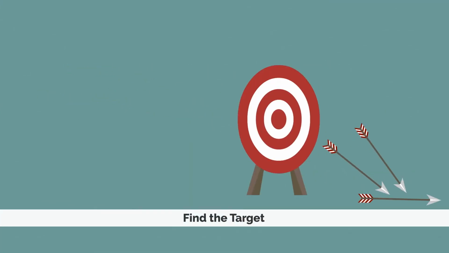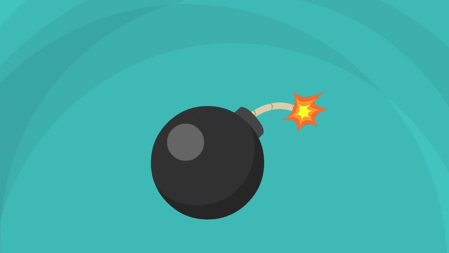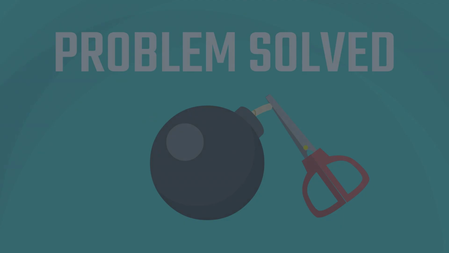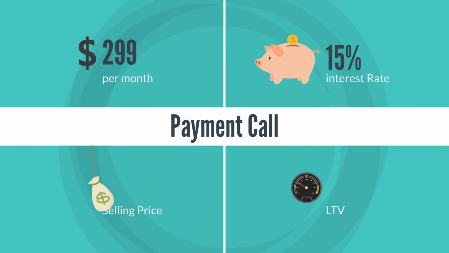In this case, we can ask our lenders for a payment call. A payment call is a way for a lender to provide you with the exact payment and interest rate that they'll need to approve the deal. Okay, let's try a sample problem. You've asked your lender for a payment call, and the lender gave you terms of $299 per month and a 15% interest rate. Now it's your job to fill in the other two categories, selling price and LTV.